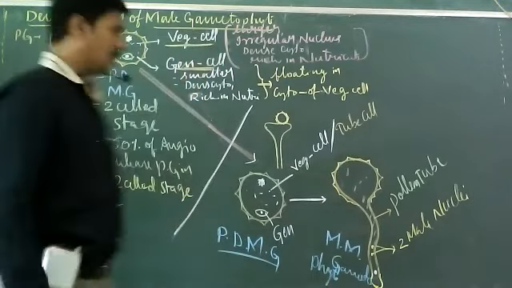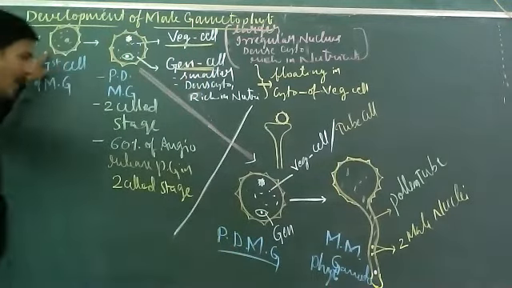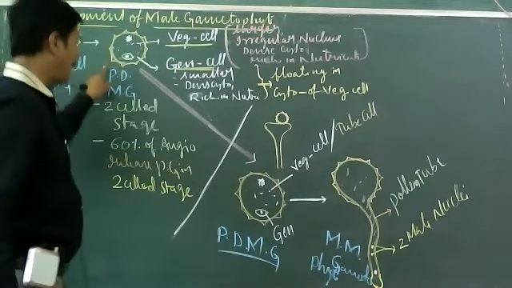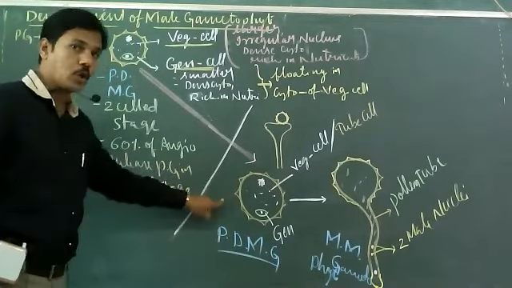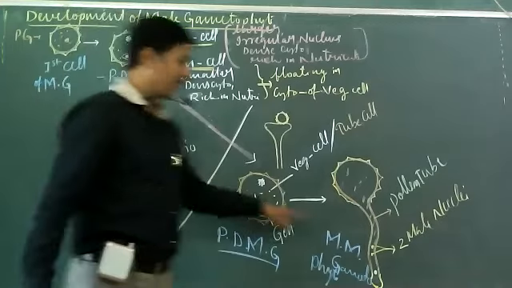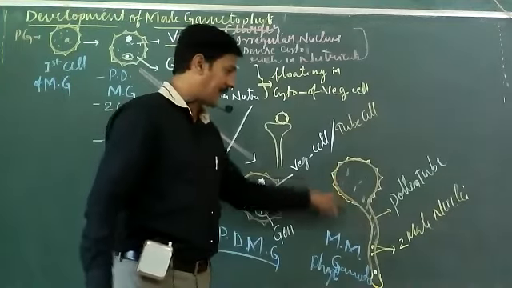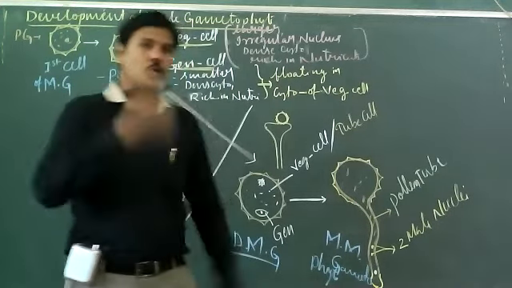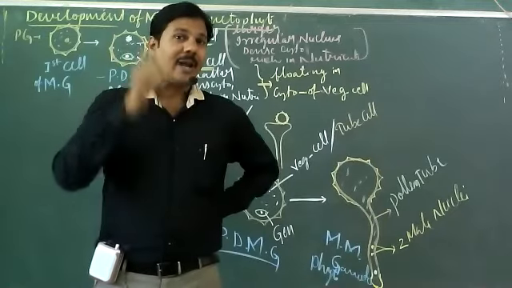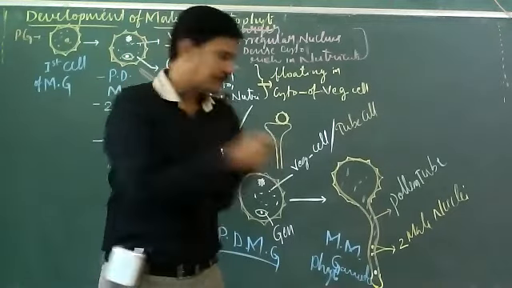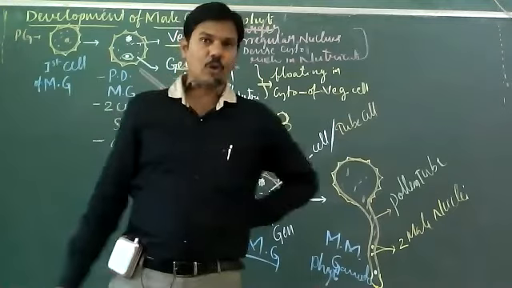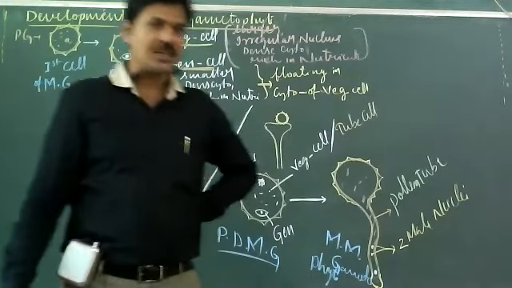First cell of male gametophyte, only one nucleus; partially developed, two nuclei; and mature male gametophyte is having 3 nuclei, 2 male gametes and 1 vegetative nucleus. One vegetative nucleus.